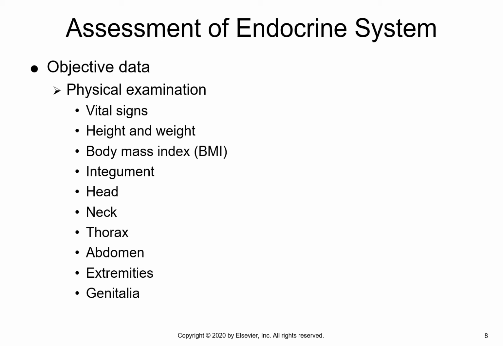Hyperreflexia and facial muscle contractions upon percussion of the facial nerve, which is the Chvostek sign, may occur in hypoparathyroidism. Inspect the eyes for position, symmetry, and shape. Large and protruding eyes, exophthalmos, are associated with hyperthyroidism. Assess visual acuity using a Snellen eye chart. Visual field loss may occur with pituitary tumor.